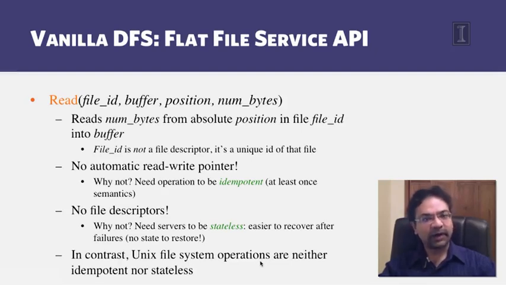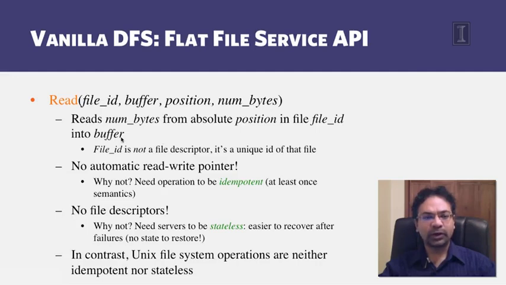So you can read a file by providing it the file ID. This is a unique ID of the file. Specify a buffer into which you want to read. You can specify the position in the file from which you want to read. This is the actual absolute position in the file. And you want to specify the number of bytes that you want to read. So this reads num bytes from the absolute position in the file, which has the file ID, into the buffer in the process's address space.